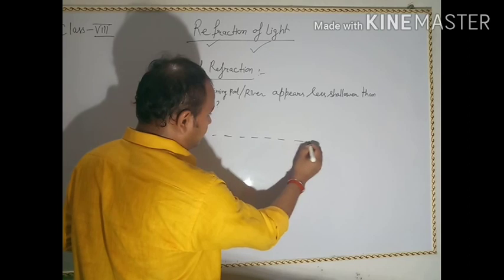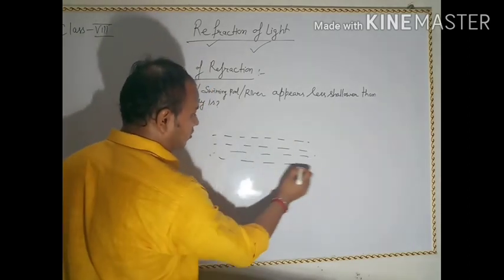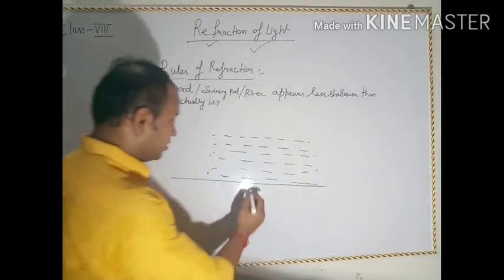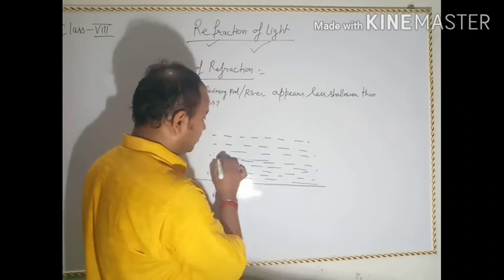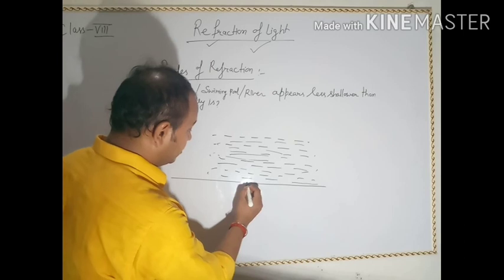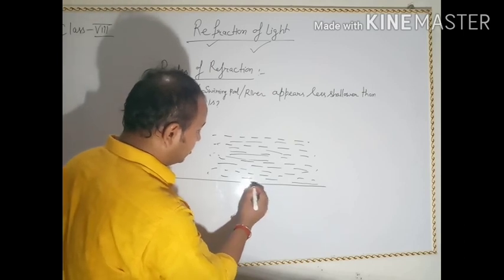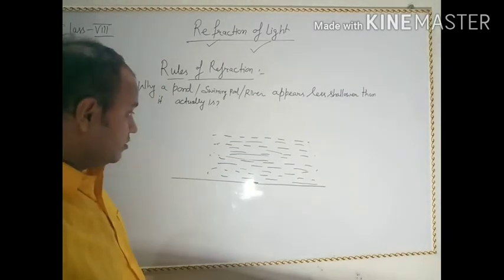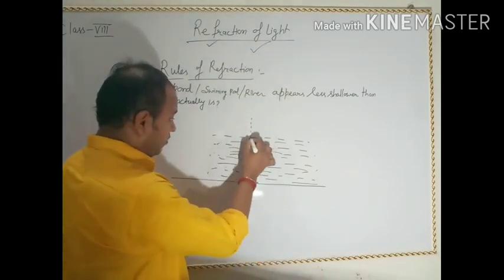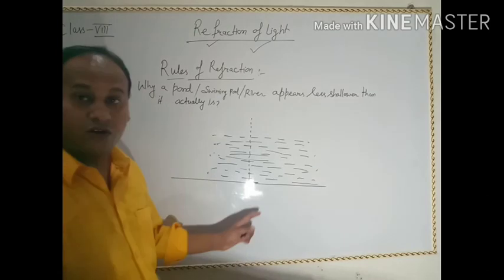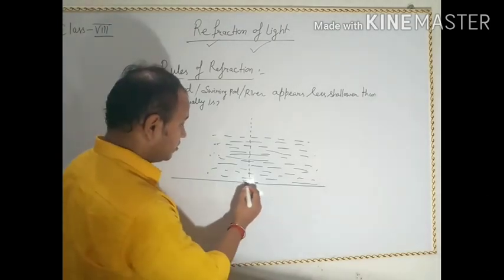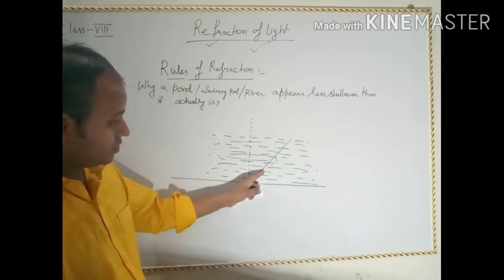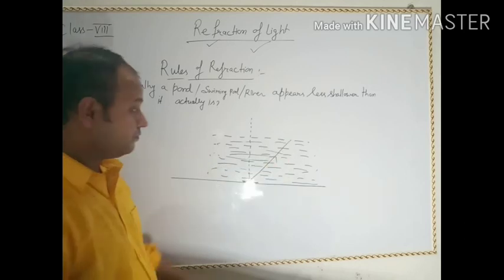Suppose this is any water body like a swimming pool, pond or a river, and this is its bottom. Clear? This is the bottom of the water body. Now in this water body, let us imagine a point here. For this point there will be lots of rays, but one ray will go like this, normal to it, perpendicular, and other rays will also go like this, lots of rays. Suppose this ray is the incident ray going in this manner.